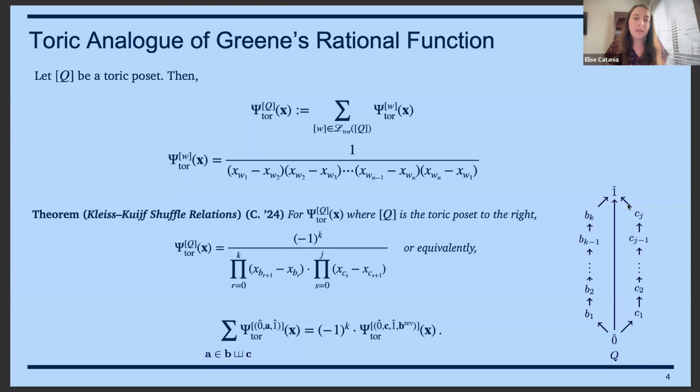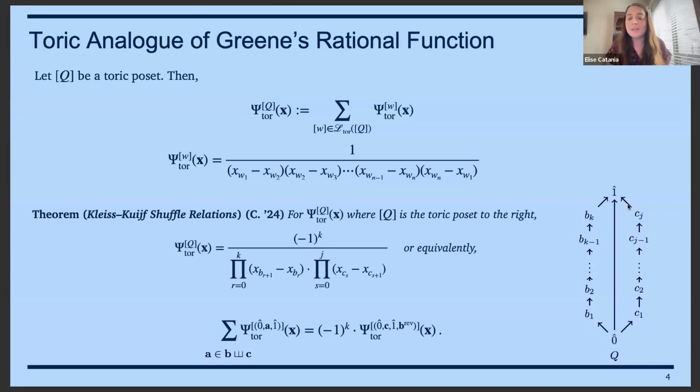But as a byproduct of this work, and one result that's more in line with the themes of this summer school, is the following. If you evaluate this rational function on the toric poset that you see on the right, and I've only drawn one representative, you're able to recover an equation that comes up in scattering amplitude computations called these Kleiss-Kuijf shuffle relations. And in addition, I want to point out that the denominator of this psi-tor function appears as particular factors in scattering amplitudes as well.